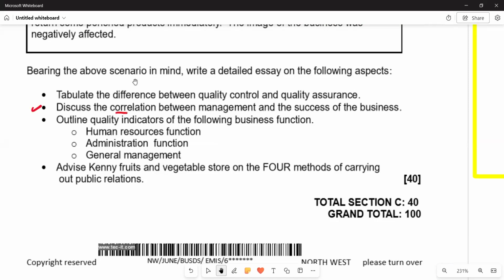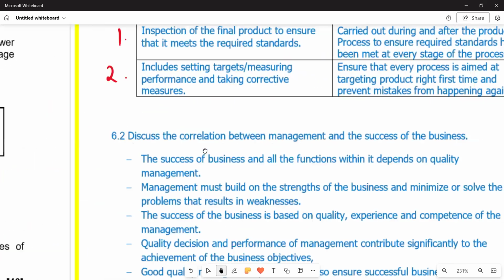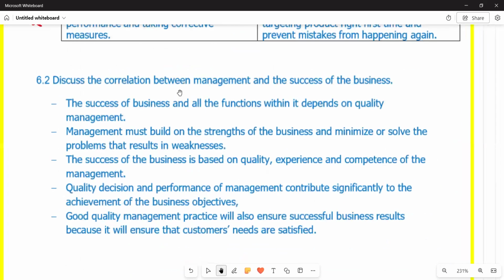So those are the typical correlations that we are trying to deduce that exist between management and success of the business. So we go there and try to see the correlations that are there. We have got 6.2, which is the second part, saying discuss the correlation between management and success of the business.